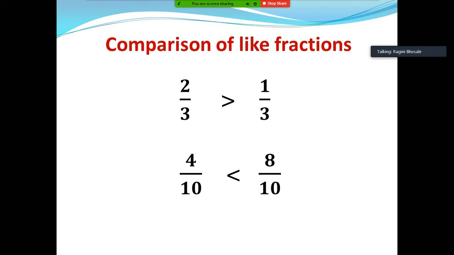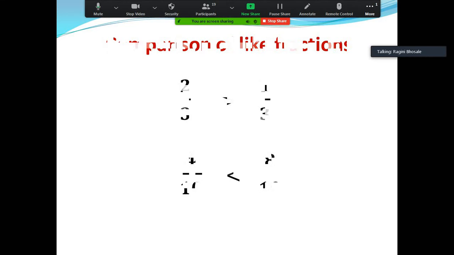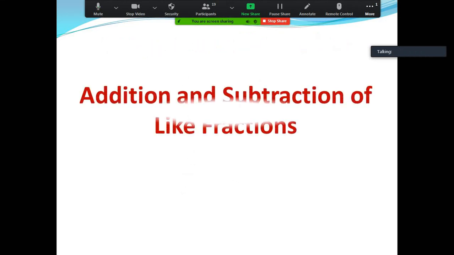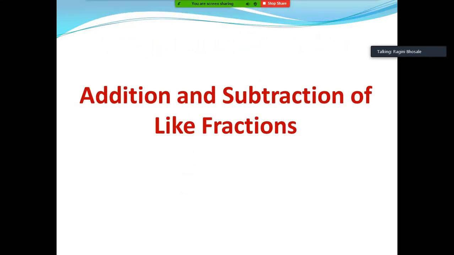And what else are we going to learn? The new concept that we are going to learn today is addition and subtraction of like fractions. So let's see that one.